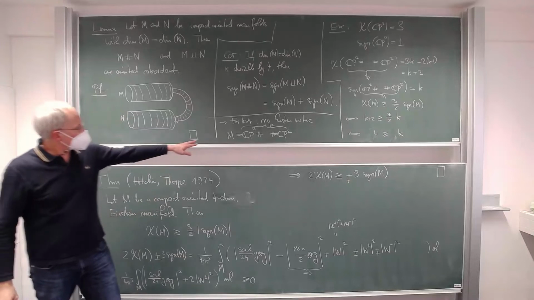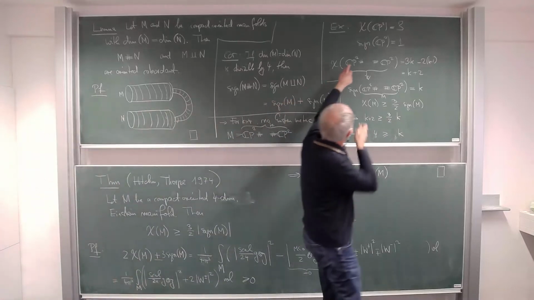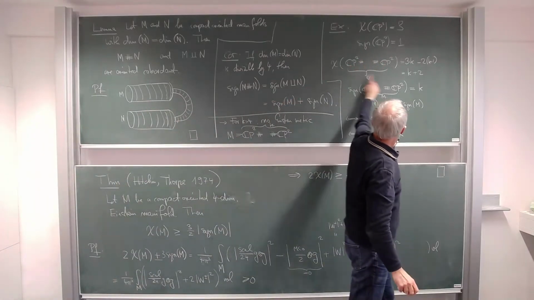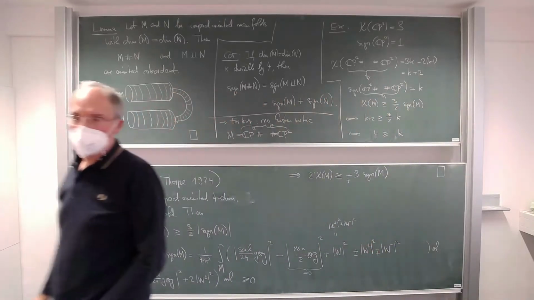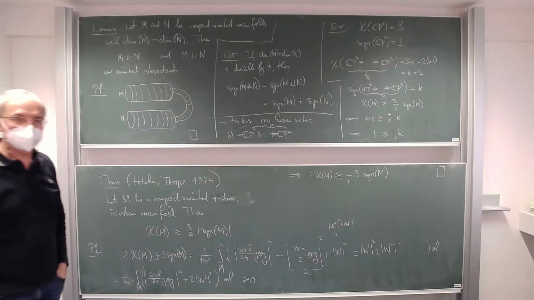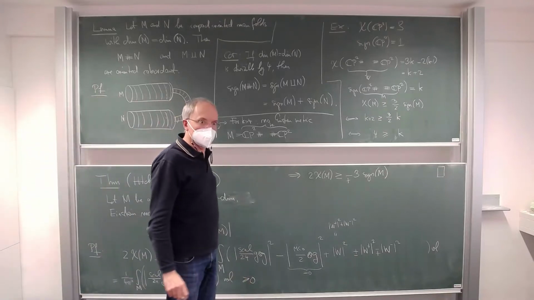And since this manifold has a positive Euler number, namely k plus 2, this would not be detected by the Bishop-Gromov inequality, but it is detected by the Hitchin-Thorpe inequality.